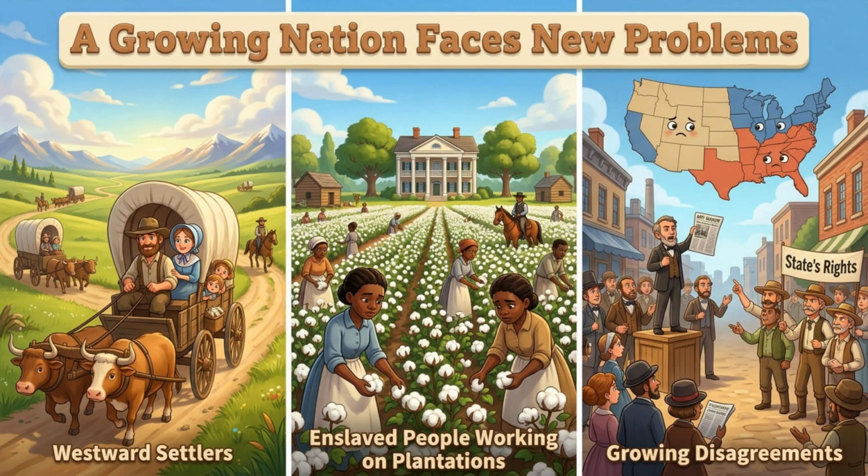As the nation expanded, new challenges emerged. Conflicts continued with Native Americans and with Mexico, but disagreements also grew among Americans themselves. The biggest issue was slavery, especially in the South and in the Western territories. Other important issues included states' rights and economic differences. These growing disagreements eventually led to the American Civil War.